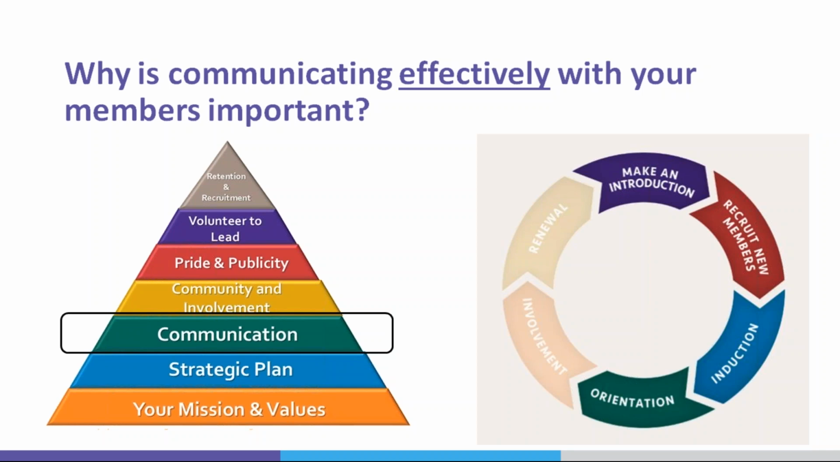On the right is the membership life cycle. This is a continuous cycle. Your Developing Honor Society will start at making an introduction, which will allow you to recruit new members. You will induct and orient those new members, encourage and cultivate member involvement, and hopefully this will lead to members renewing each year. You start the cycle again by making an introduction for the next group of potential new members. Every step of the membership life cycle requires effective communication in order to continue the cycle.